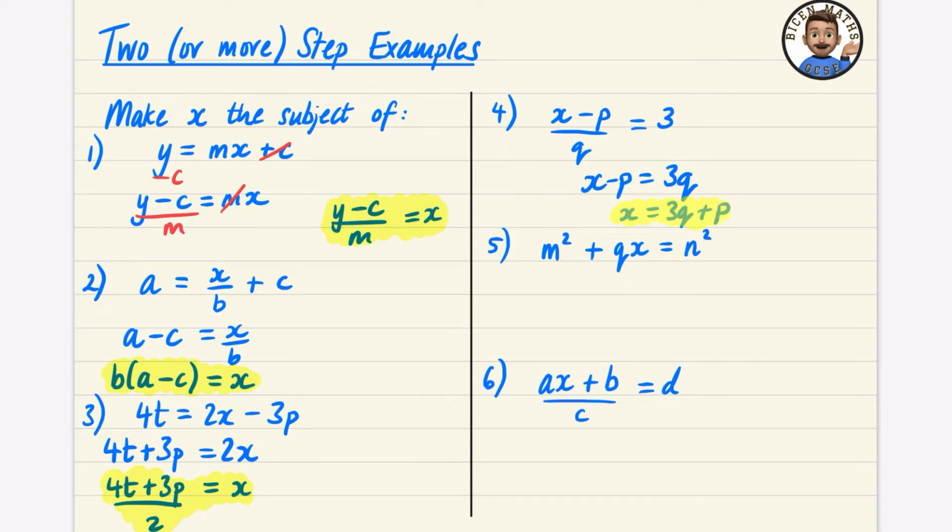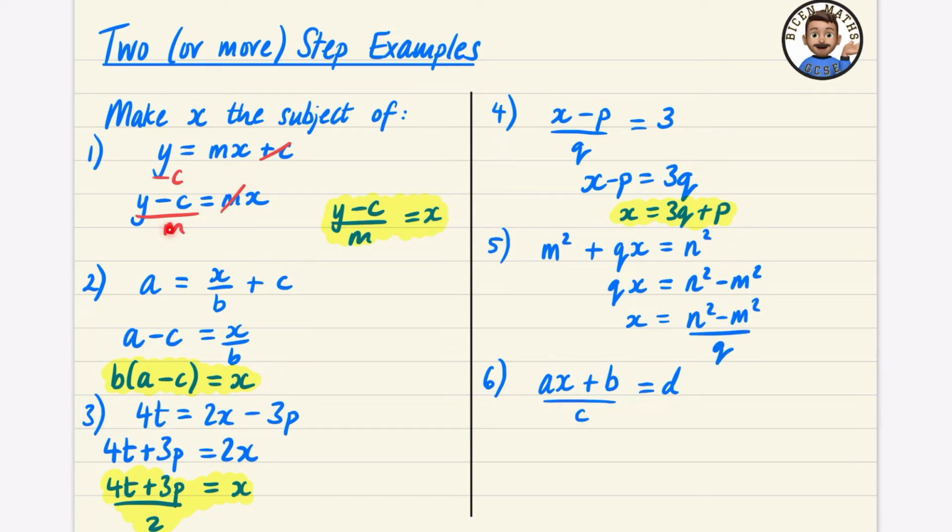Okay, the next example, don't let the squareds scare you at all. They're not going to do anything at all. So I'm trying to get x by itself. I think the thing that's in the way at the beginning is this m squared, so I'm going to get rid of that m squared by taking it away from the other side. So it's going to be n squared take away m squared. And then I'll get rid of the q by dividing. So I will have x equals n squared minus m squared over q.